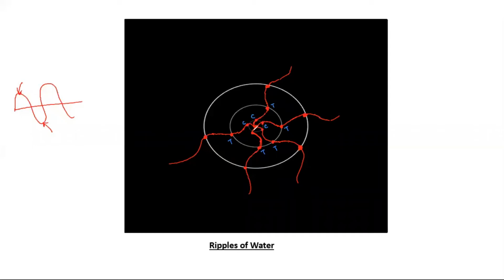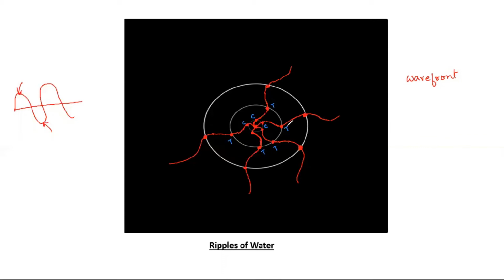And when I join all these crest points, we get a circle. This circle is known as a wavefront. So this is our first wavefront, and it has been formed by joining all the crest points of the light waves emitted in all the different directions from this point source.